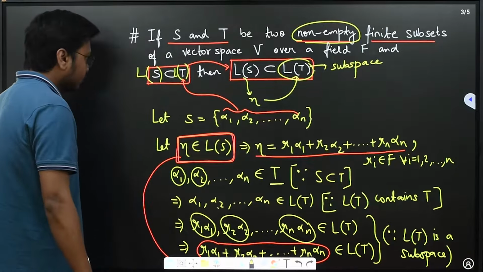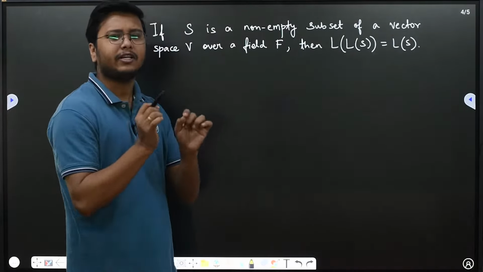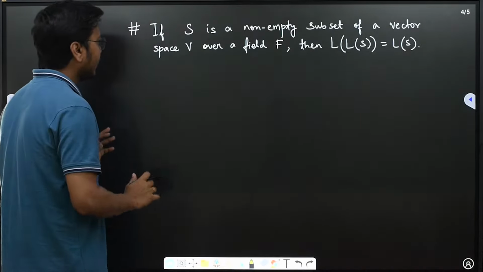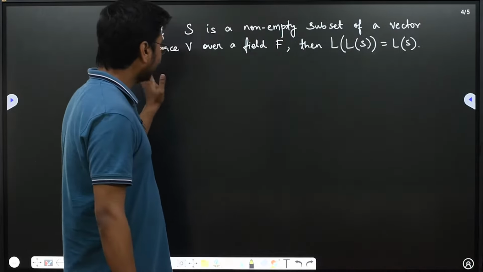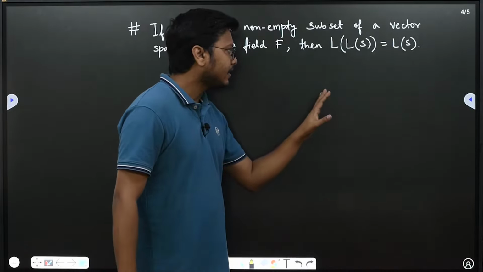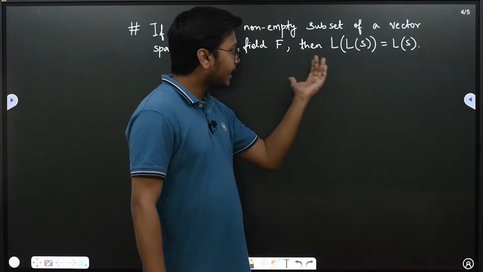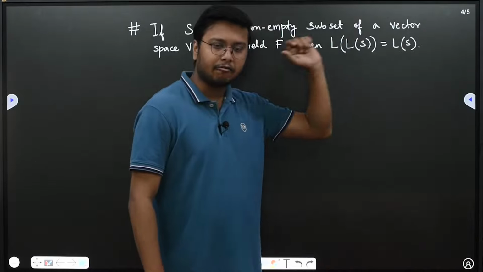Okay, so now moving on to our next theorem. This is a little bit confusing one, although it's very easy if you understand it. If S is a non-empty subset of some vectors of vector space V over a field F, then the linear span of L of S is nothing but the same as L of S.